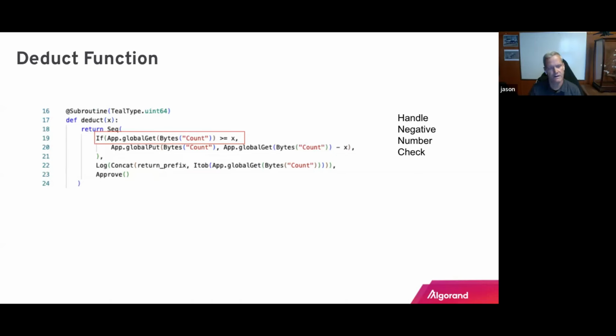If you have a negative number and you try to push that onto the stack, your program execution will fail. So this is just a way of saying, okay, if it's going to make it negative, just skip it, log what the current value is, and approve it in return. So that is the idea behind the add and deduct function.